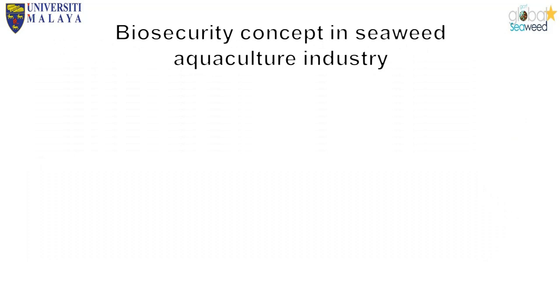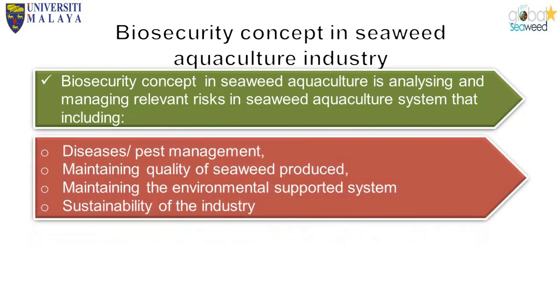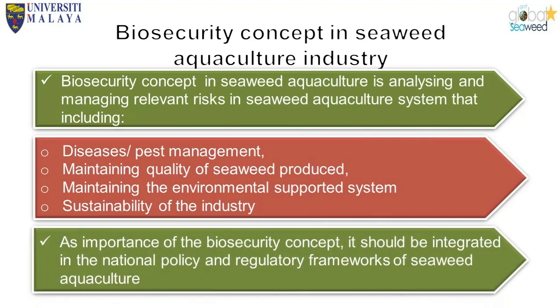So based on the definition and covered areas of biosecurity, the biosecurity concept in the seaweed aquaculture industry translates to managing and analyzing relevant risks in the industry, including disease and pest management, maintaining the quality of seaweed produce, maintaining the environmental support system, and sustainability of the industry. As the concept is important, it should be integrated in the national policy and regulation of seaweed aquaculture.